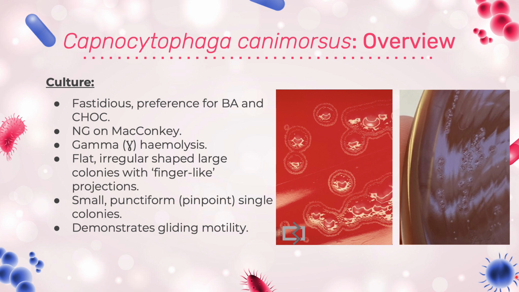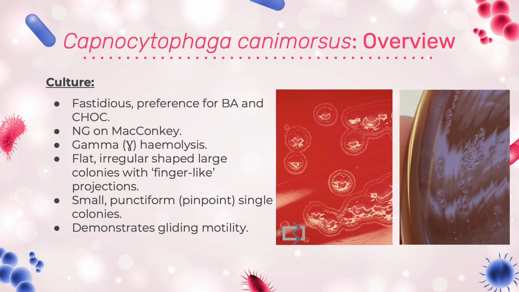This organism does not produce enzymes called hemolysins that primarily break down red blood cells and form a zone around colonies, so we can see that this red goes all the way up to the colony. There's no zone of clearing, so we call this gamma hemolysis.